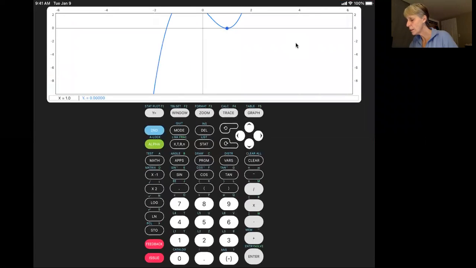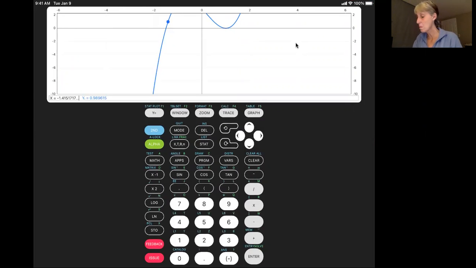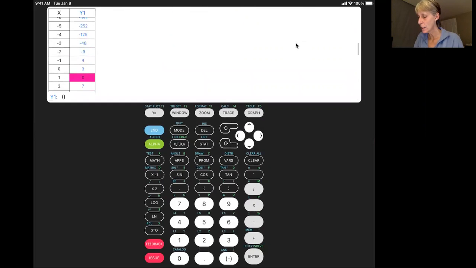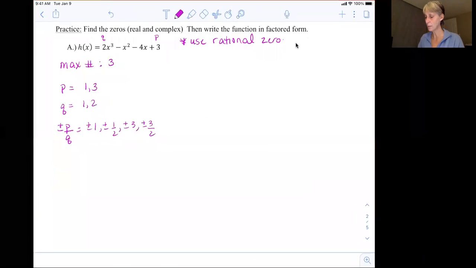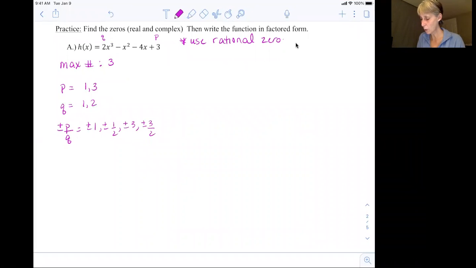Looks like it could be 1, I don't even know what numbers are. Maybe 1 and negative 1.5. But I'm going to double check, and yes, when I plug in 1, I get 0. It's a lot easier to see on your regular graphing calculator. If you want to use that instead, that's fine. Okay. So we're going to pick 1, right? We're going to use positive 1.